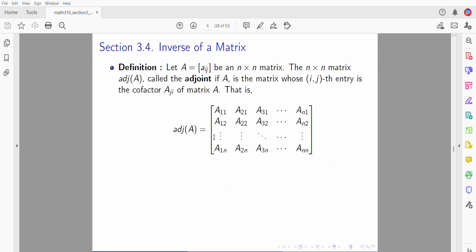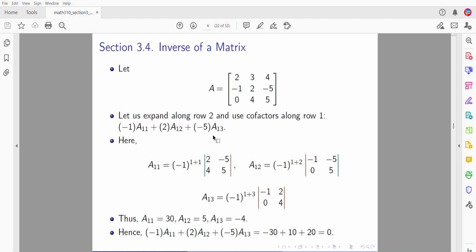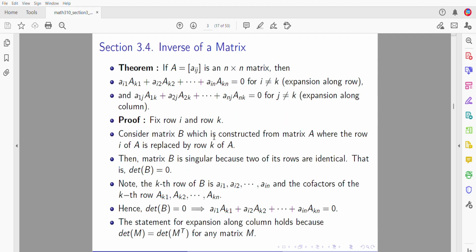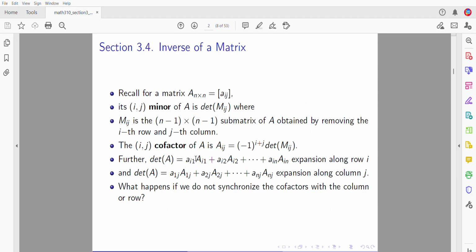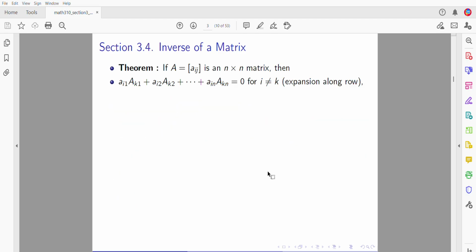All right, before I move on, this is an important result, guys. What this says is you have to synchronize. If I'm using a certain row expansion, then make sure your cofactors are along that same row. If you're using a column expansion, make sure your cofactors are along the same column. It's very important. If you do not synchronize, then you will always get 0.